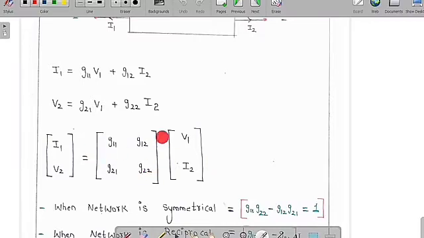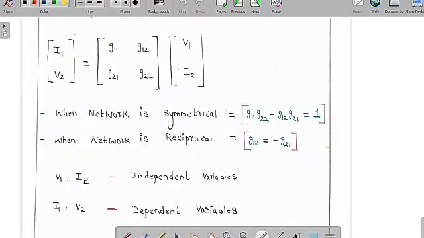So if we expand the equations, we are going to get I1 is equal to G11 into V1 plus G12 into I2, V2 is equal to G21 V1 plus G22 into I2. So it is the same as the H parameters: a network is symmetrical only when the determinant of this matrix is equal to 1, which is G11 into G22 minus G12 into G21 is equal to 1. And the network is said to be reciprocal when G12 is equal to minus G21. You can see clearly that V1, I2 are the independent variables, whereas I1, V2 are the dependent variables.